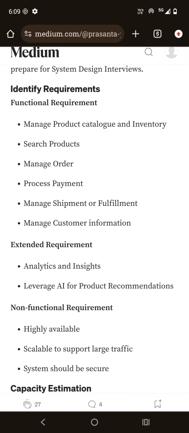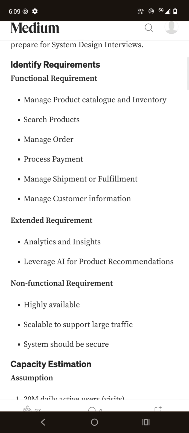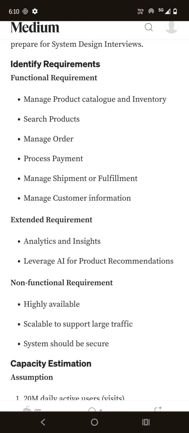So that is the important thing. You can use AI for personalization, showing different offers and product recommendations. You can use that for advertising, sales purpose. For sales purpose, you can use AI.